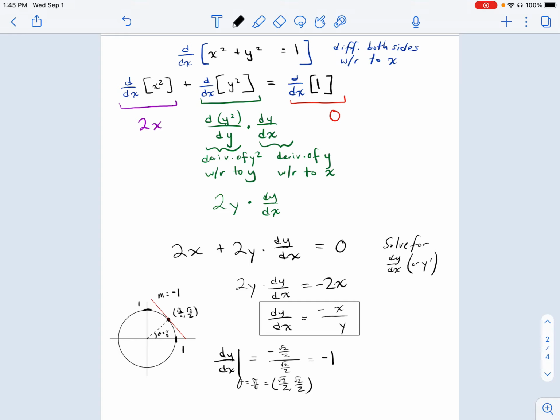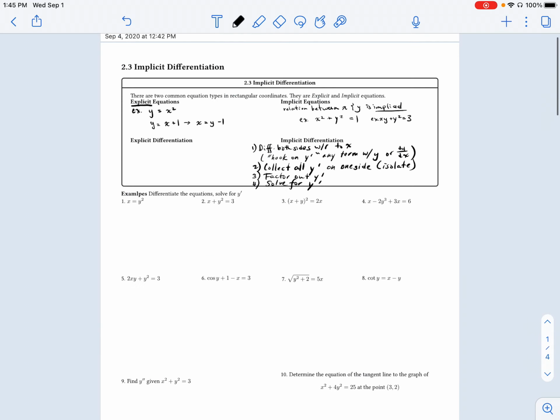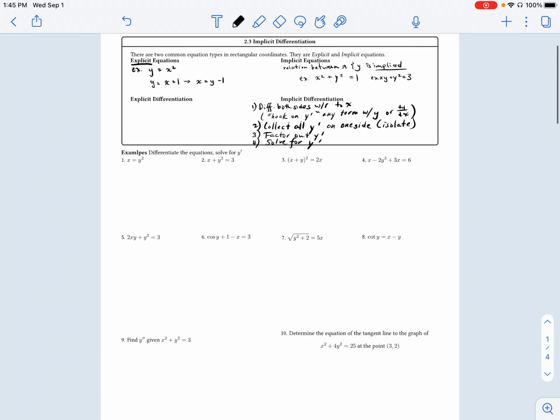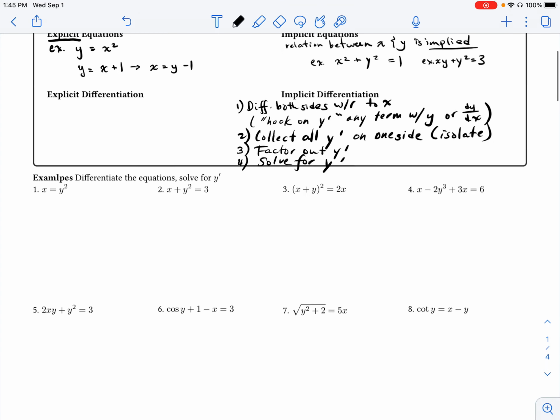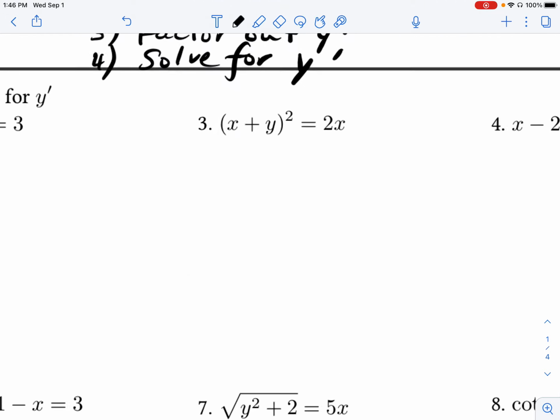differentiation. So let's try another problem together just to make sure that we really have this down. If you want to pause the video right now, I wrote down the steps for implicit differentiation right over there. With that said, let's try just a couple of problems just to make sure that we really have this. Let's try something like number 3.